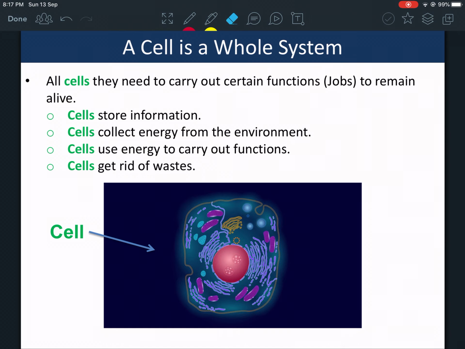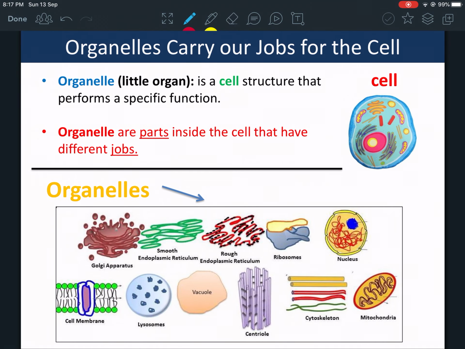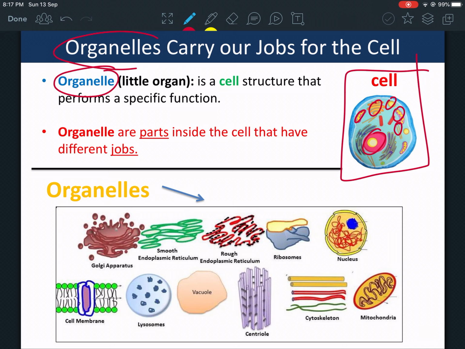Now, who does these jobs? The organelles inside the cell. So this is the cell, and see all these small things inside the cell. These are called organelles. Say it when you hear me say it in the video. Organelles. What are organelles? They are little organs. So what's an organelle? It's a little organ.